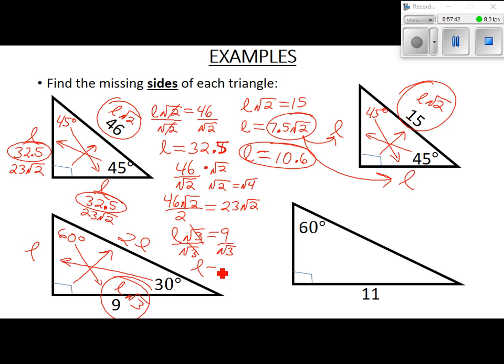Somebody give me the decimal answer. What's 9 divided by the square root of 3? 5.2. So how long is this side in this triangle? 5.2. What do you do to find this side? Multiply 5.2 times 2. What is 5.2 times 2? 10.4.